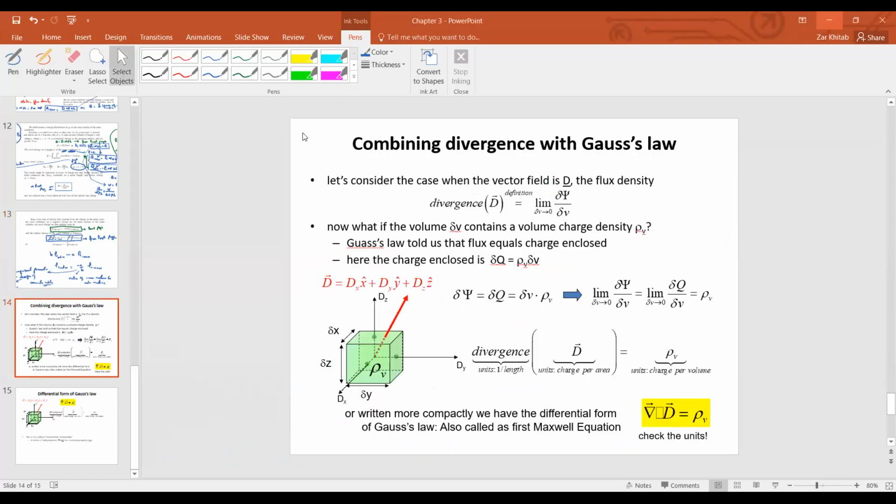Now, one more concept regarding the flow of electric field, and that concept is a mathematical parameter called divergence. So what is the divergence? Why do we take the divergence? Previously, if you know, the Gauss law: psi was equal to the total charge enclosed. That was the Gauss law.